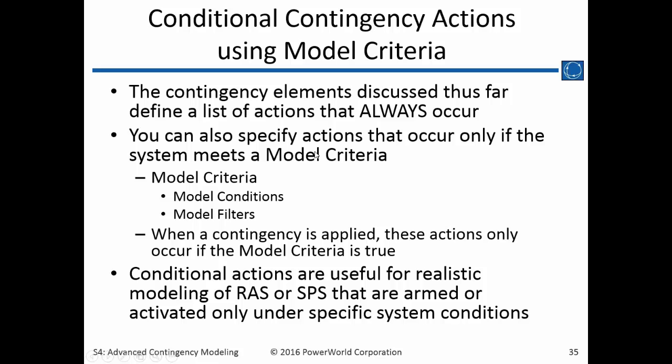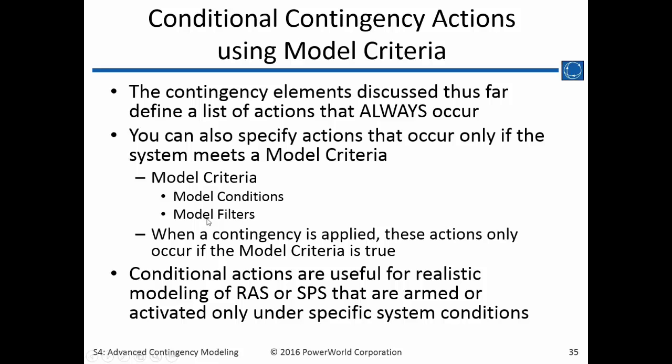You can also have actions that occur only if the system meets a particular criteria. There are two objects in Simulator that can be used to define these criteria. One is called model conditions. Model conditions are just simple filters that look at a particular element and compare that value to a constant. For example, maybe you want to see if the flow on an interface is greater than 200 megawatts, so you could create a model condition that does that. We'll see some examples of that in just a minute.